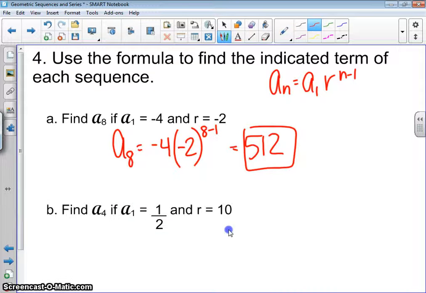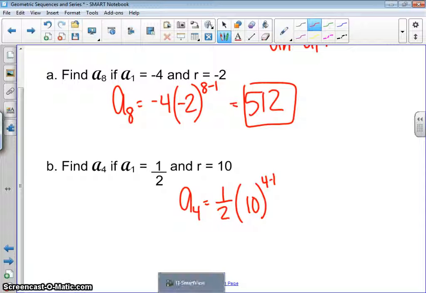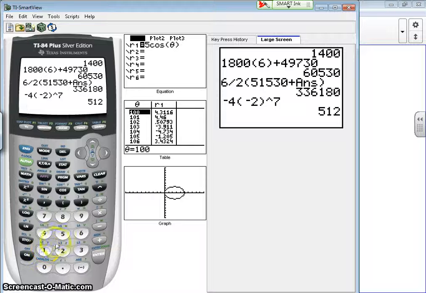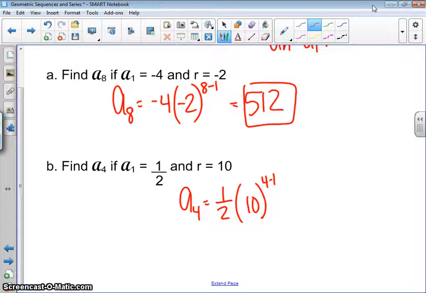Alright, let's find A4. So pause the video and try this one and then come back and watch it and make sure you got it right. So A4 is going to equal A1, which is 1/2, R is 10, and then I would do 4 minus 1, which is 3. And so then if we plug that in, I'm going to do 1/2 times 10 raised to the 4 minus 1, which was 3. So raised to the 3rd power gives me 500. And so my 4th term here should be 500.